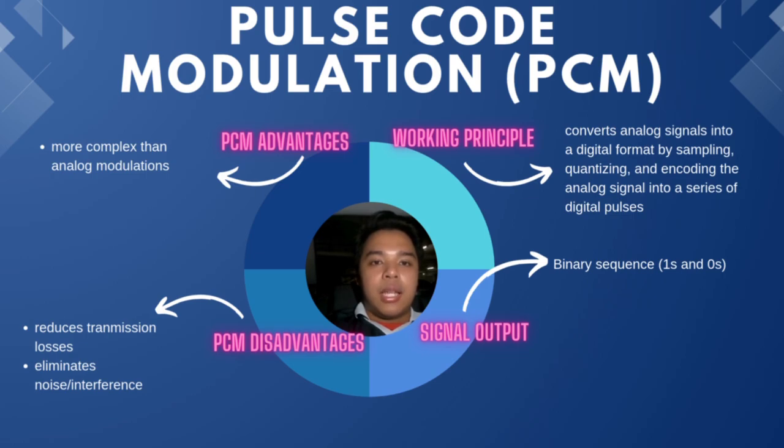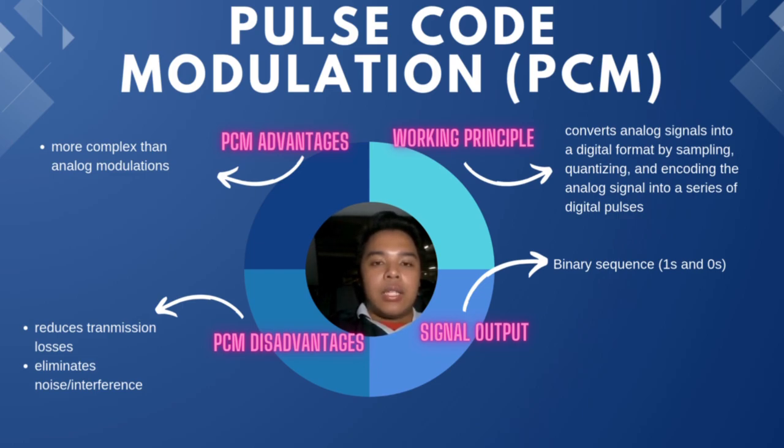Now, let's break this down further. Starting with the working principle. PCM works by taking an analog signal and transforming it into digital pulses. It does this by sampling the signal at regular intervals, quantizing the sample value into discrete levels, and then encoding those levels into binary code. Looking at the signal output, as I just mentioned, the final result is a series of binary numbers, basically just ones and zeros, which can be transmitted over a digital system.